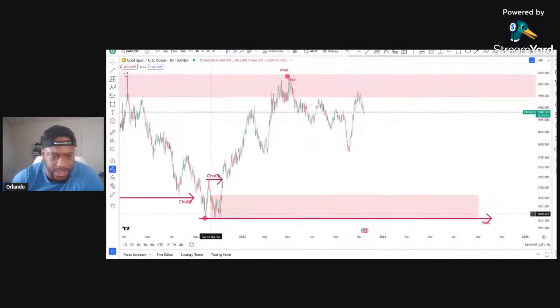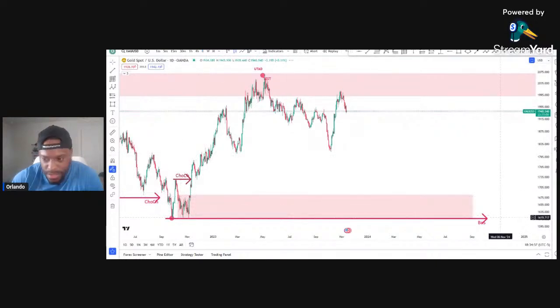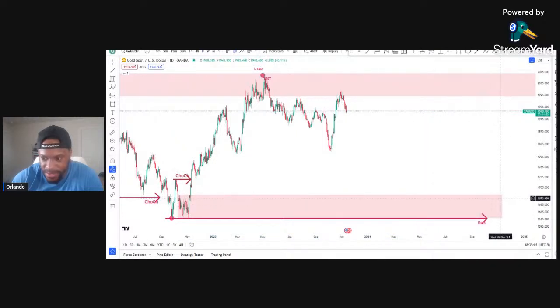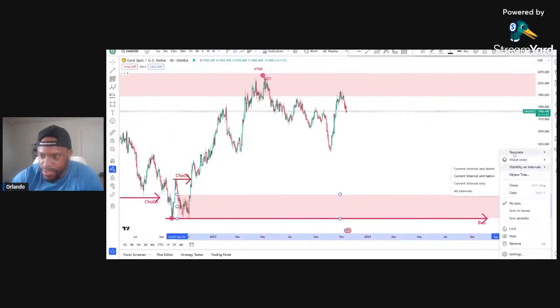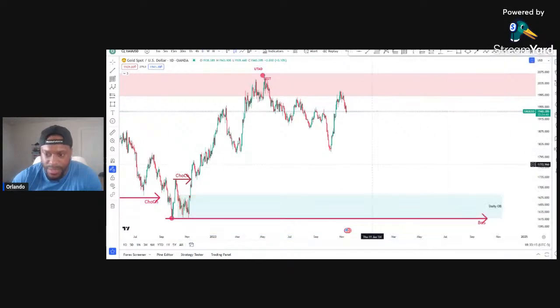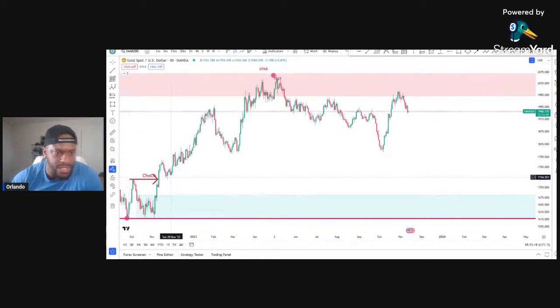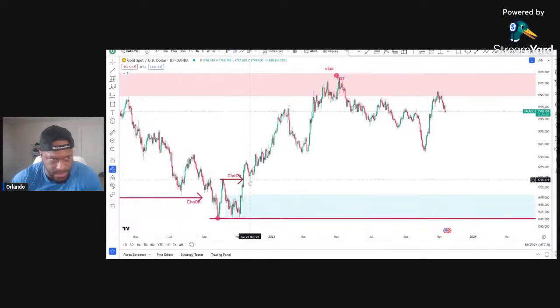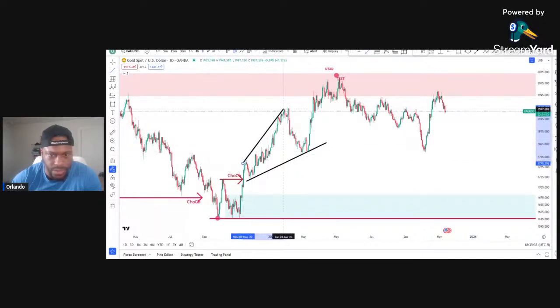So we got a daily change of character accumulation, internal bullish structure, daily accumulation, reaccumulation, right? So let me mark this as a daily demand zone. Bam. This will be a daily demand zone. About to show you how to mark this all the way down. All right, cool. So we have an accumulation. This right here is a reaccumulation. This whole entire deal right here is a reaccumulation.